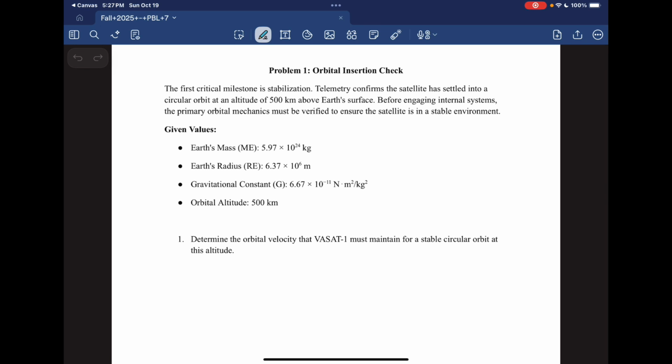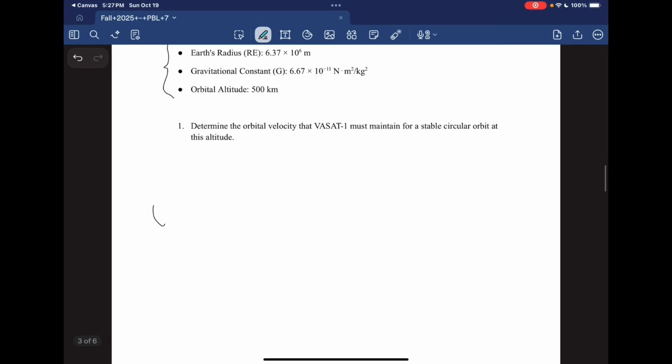So to start things off, we have our satellite and we want to keep it in an orbit of 500 kilometers above the Earth's surface, as stated here. And then we're given a few important values. And the problem is to determine the orbital velocity that the satellite must maintain for a stable circular orbit at this altitude. So we'll first draw our free body diagram.